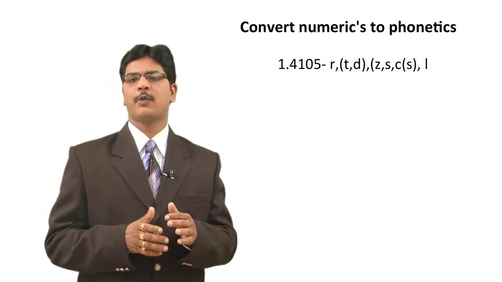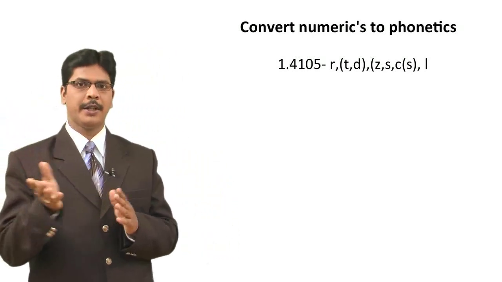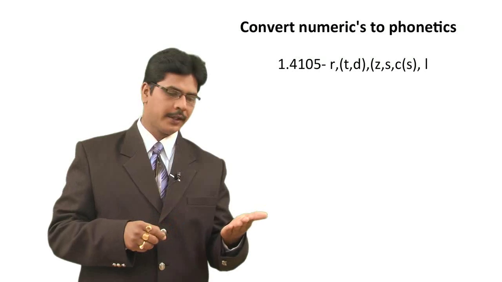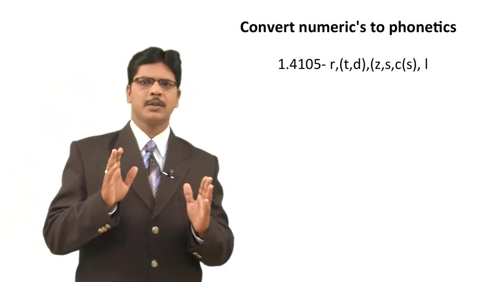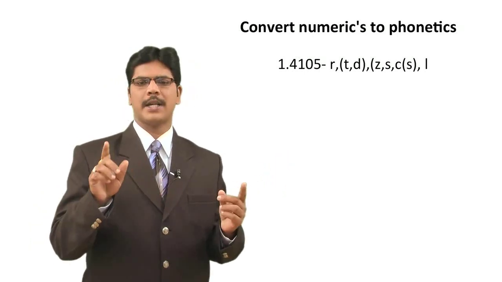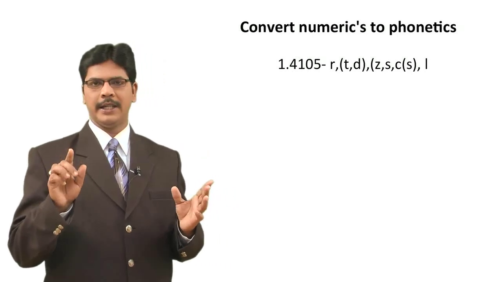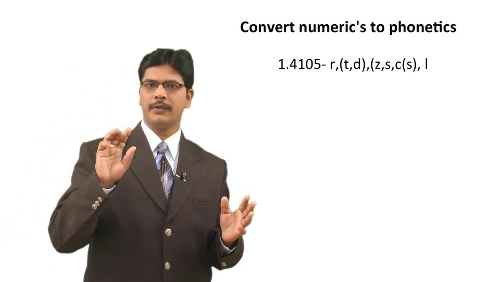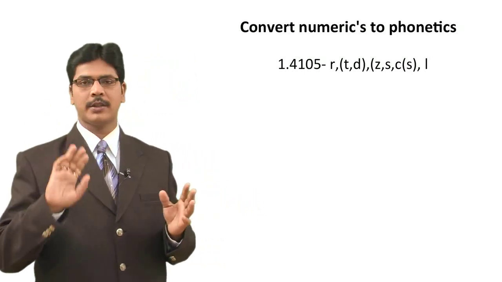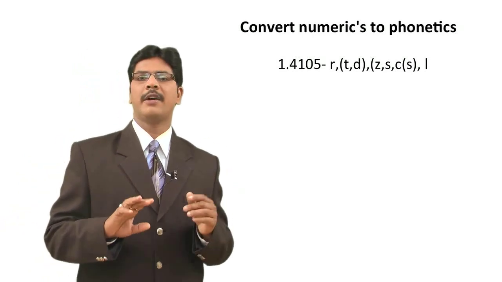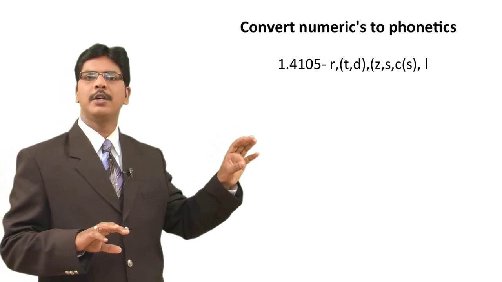Now 4, what is the phonetic constant for 4? Try to recall from your memory only. Don't go back or write somewhere and have a look at that. Maximum, you must try to recall from your mind only. So 4 is R. 1, what do you get? You get T and D, so write T and D. Next you get 0, you have 3 phonetic constants: Z, S and C soft. You have to mention all 3 of them. Finally 5 is L. So I'm going to give the phonetic form, you go write the numeric form.